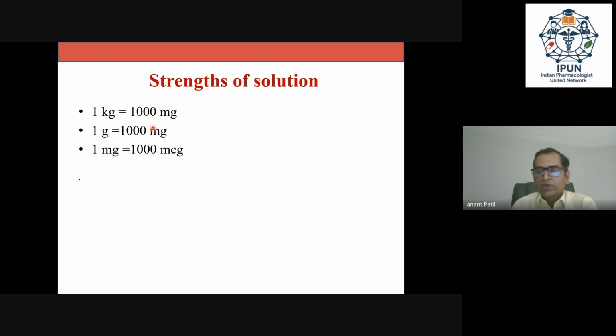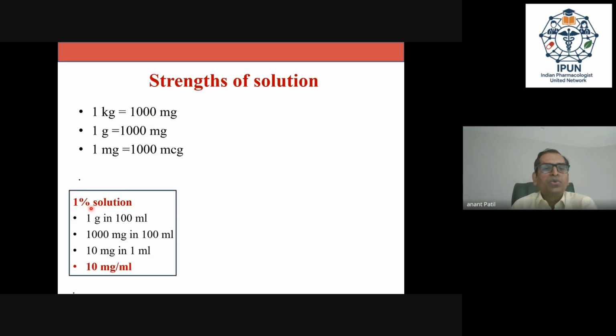Remember this. Now suppose somebody gives you a 1% solution. The technician says this is a standard and it is a 1% solution. That means the technician has added 1 gram of that chemical into 100 ml. We know 1 gram is 1000 milligrams, so 1000 milligrams have been added to 100 ml, which means 10 milligrams are present in 1 ml. So whenever you say this is a 1% solution, it is 10 milligram per ml. Remember this conversion: 1% means 10 milligram per ml.